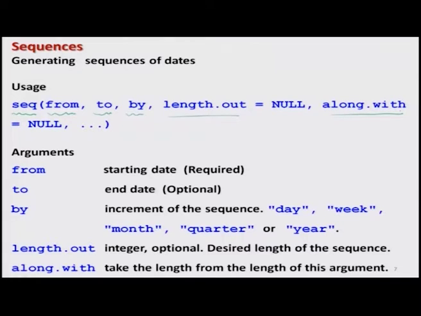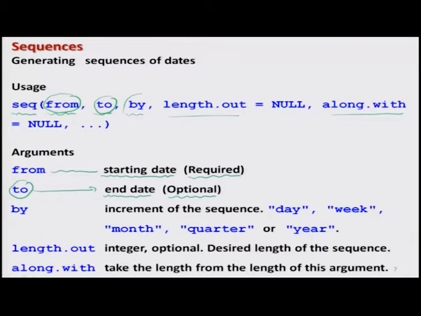The main difference in generating dates and generating numerical values is as follows: when I write this from, it is going to be a starting date, and when I give a value for to, this is going to be the end date. Out of the starting and end date, the starting date is required, whereas the end date is optional.